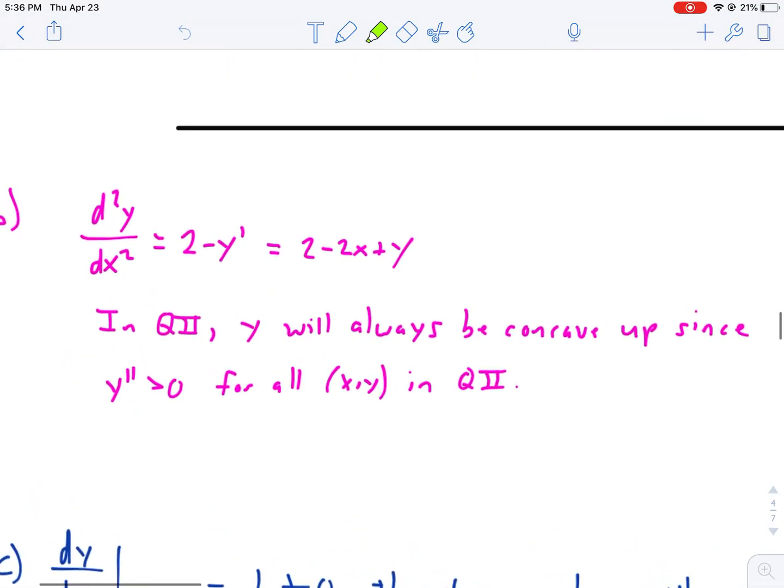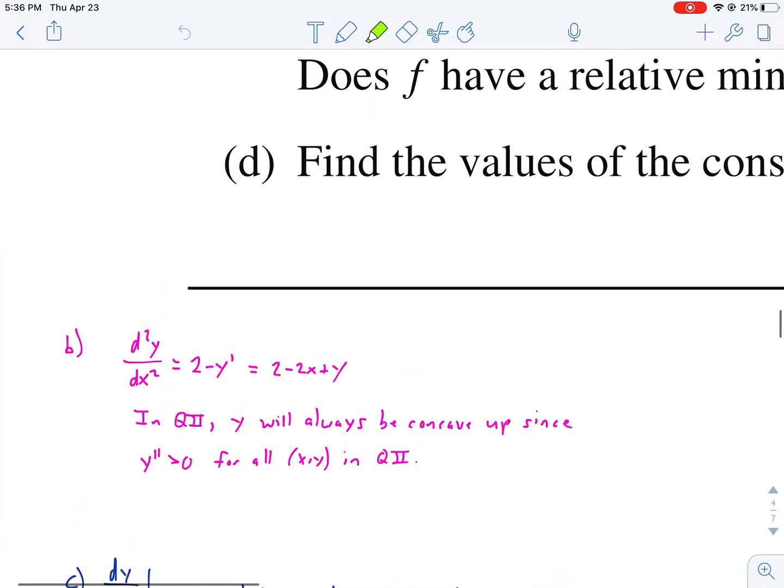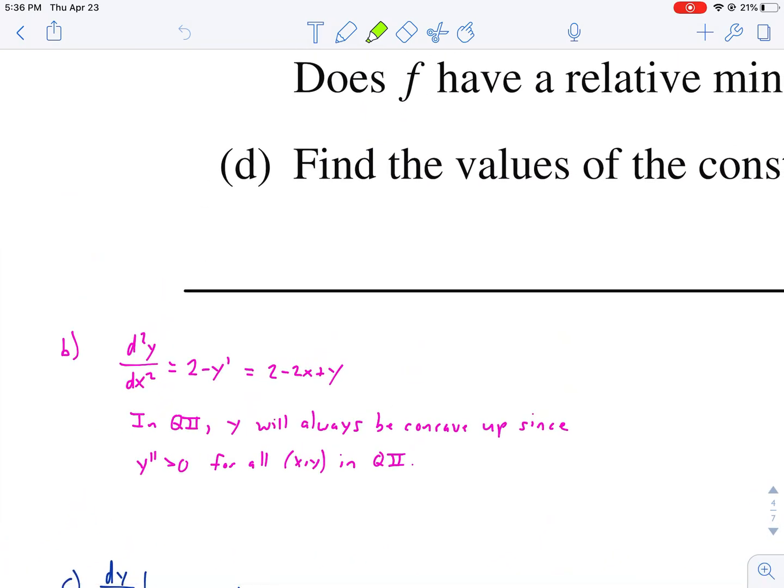Okay, let's see. So here we go. In quadrant 2, y will always be concave up since y double prime is positive. You might want to go on and state a little more, but I think that's probably good enough, and I kind of verbalized it before. I know in quadrant 2, this will be positive and that will be positive, so it's all positive.